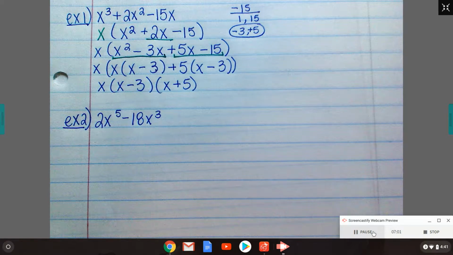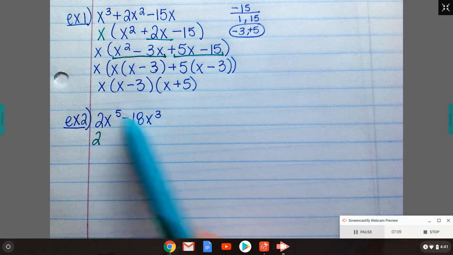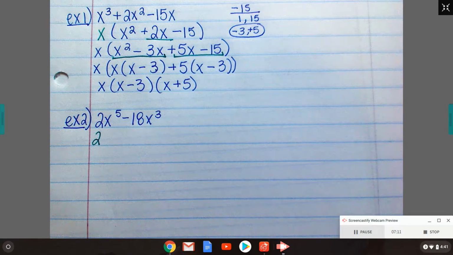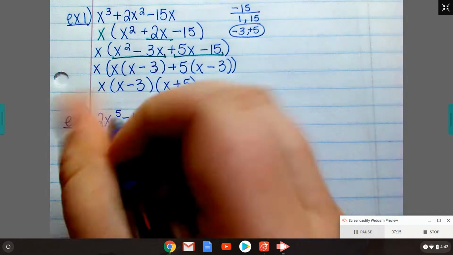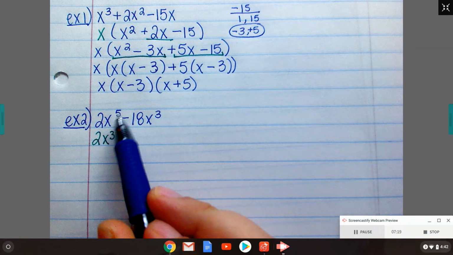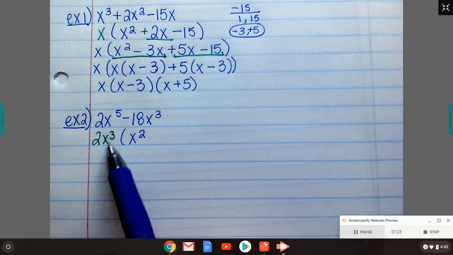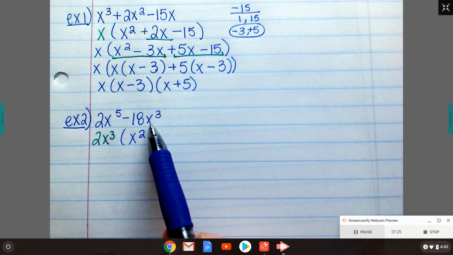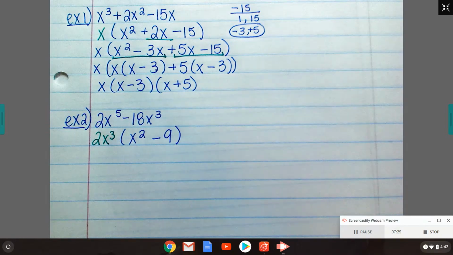All right, let's look at this one. It's going to be a little nicer. First off, with the numbers 2 and 18, there's a 2 in common. And with x to the 5th and x to the 3rd, I have at least x to the 3rd in both of them. What's left on the inside? 2x cubed times what is 2x to the 5th? I'd need just an x squared. And 2x cubed times what is -18x cubed? I need a -9, and I have all the x's I'd need.